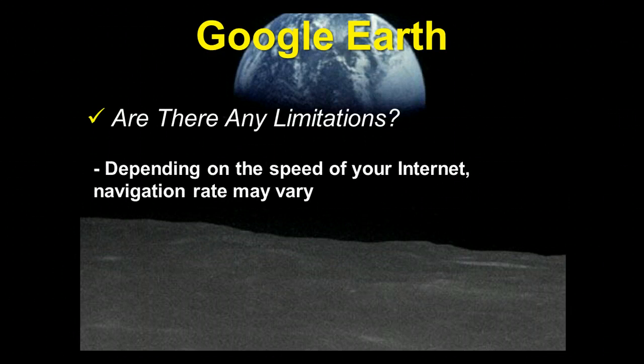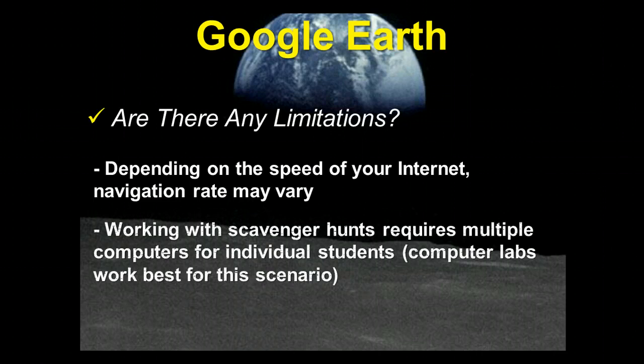Limitations are always going to be a factor when talking about instructional technology. Depending on the speed of your internet, navigation rate may vary. Obviously, if you've got a pretty good bandwidth usage rate, you're not going to have any slow interruption or poor moving objects in the Google Earth images. Whereas maybe at home, speed gets slowed down. Maybe it's not as crystal clear as you like, or it's not zooming in as fast as you would like, and a lot of times that's the case.